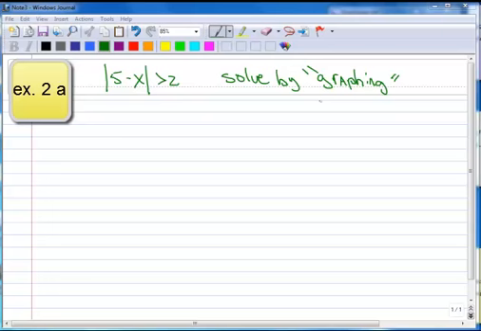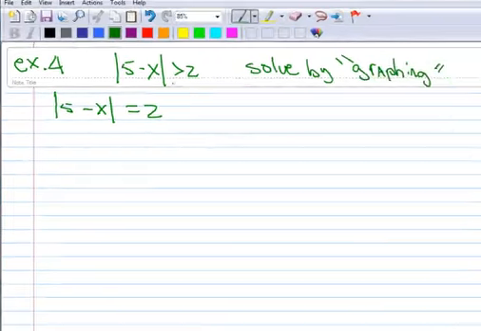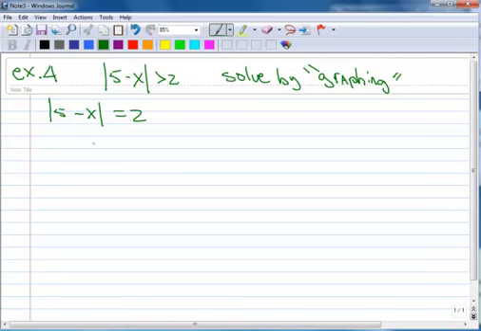As I talk through it, you'll see why this is a very handy way to do it, because you won't have to flip your inequality back and forth, and I think a lot of students have trouble with the inequality. So to solve by graphing, we just rewrite it, absolute value of 5 minus x, and make this equal to 2. Not greater than 2, equal to 2. And then we'll use the graphing part to solve the inequality.